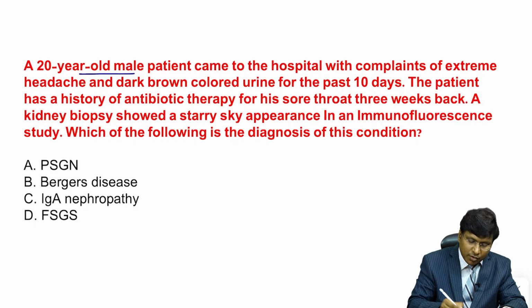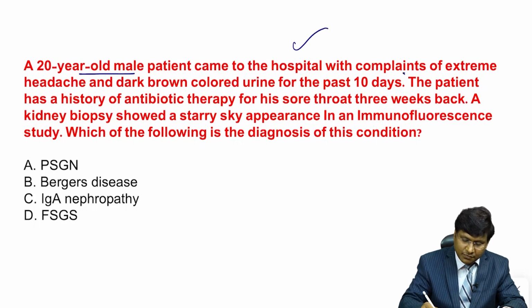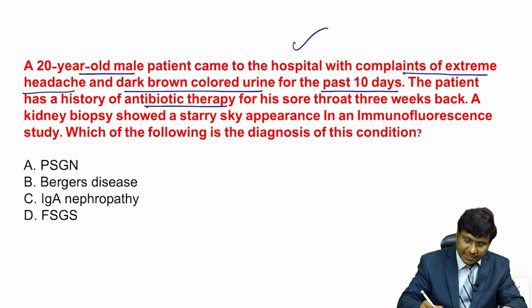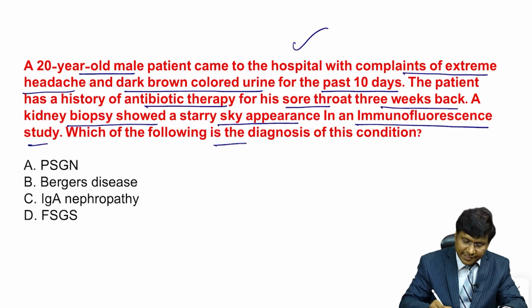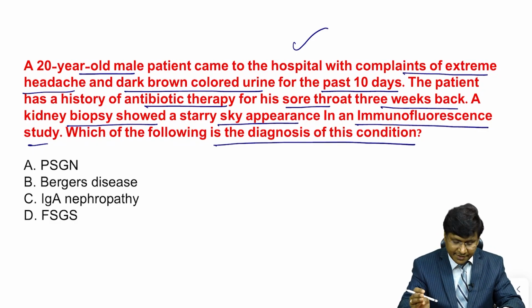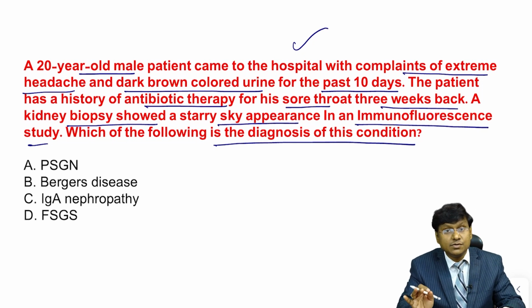Next question. A 20-year-old male patient came to the hospital with complaints of extreme headache and dark brown colored urine for the past 10 days. The patient has a history of antibiotic therapy for his sore throat 3 weeks back. A kidney biopsy shows a starry sky appearance in an immunofluorescence study. Which of the following is the diagnosis? Post-streptococcal glomerulonephritis, Buerger's disease, IgA nephropathy, focal segmental glomerulosclerosis.